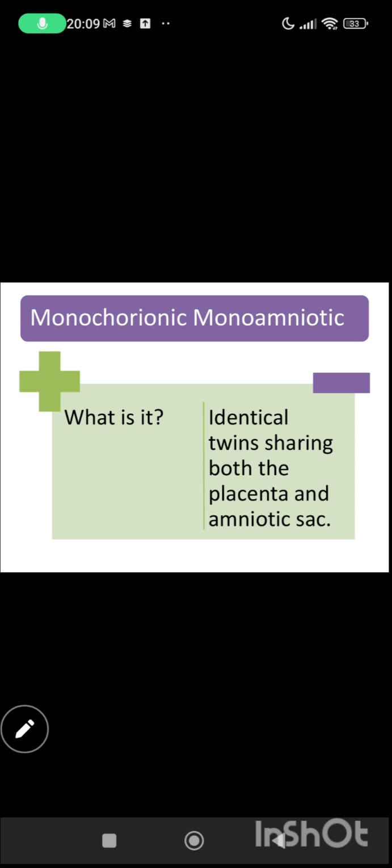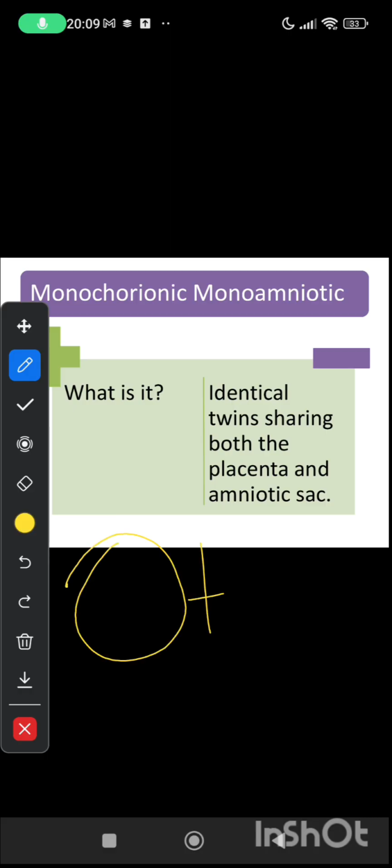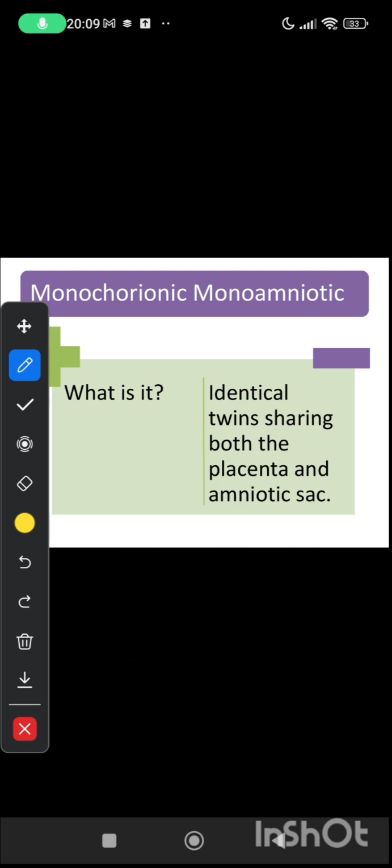In monozygotic, one egg and one sperm combine, one zygote forms, and then that splits into two. So in monozygotic, one egg plus one sperm, and then one zygote that splits into two. They are also known as identical twins. The other type is dizygotic.